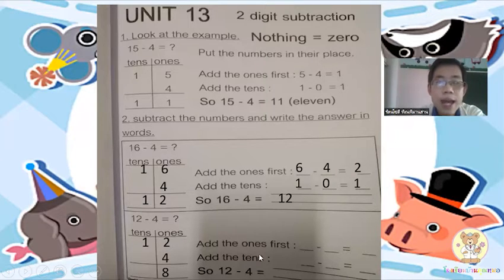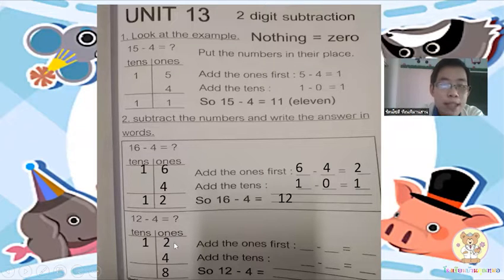And please take a look at the right side. Subtract the ones first. You can see that there are two numbers, number 2 and number 4. As I have mentioned before, we cannot do 2 minus 4.